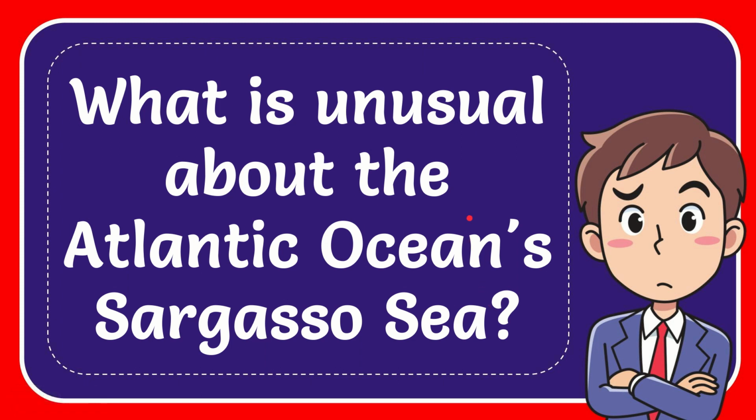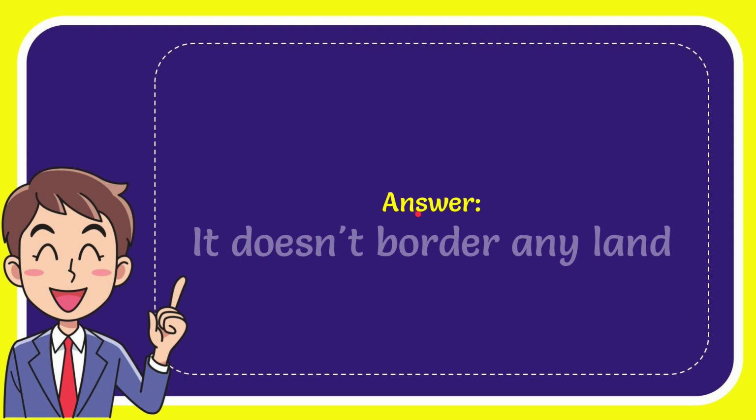In this video, I'm going to give the answer for this question. The question is, what is unusual about the Atlantic Ocean Sargasso Sea? The answer is, it doesn't border any land. What is the answer for the question?